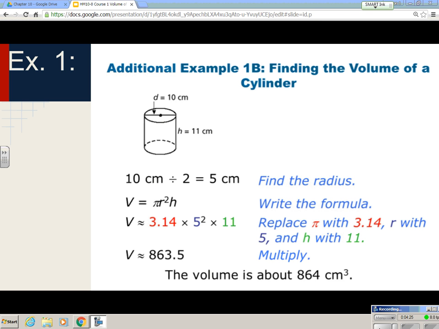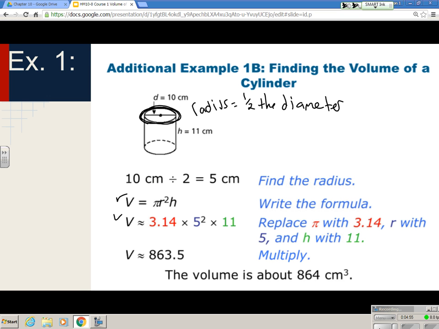We got to find the volume. Volume equals pi radius squared times height. So formula, plug it in. Now 3.14 and radius squared is 5 squared, where 5 is the radius. All you have to notice is we looked at the full diameter up here. Okay. Well, radius equals half the diameter. Okay. So half of 10 is 5. That's how we got that.